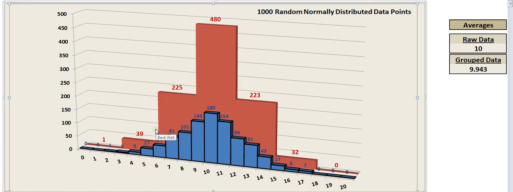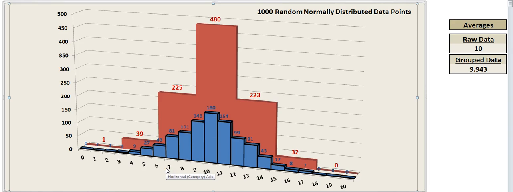Behind it in red, I've done the exact same data, but I've grouped it in widths of 3. So there is one data point between 0 and 2, there are 39 data points between 3 and 5, there are 225 data points between 43 and 101, and so forth. I stacked them back to back using Excel here. I think that's a fairly clear way of seeing what's going on.